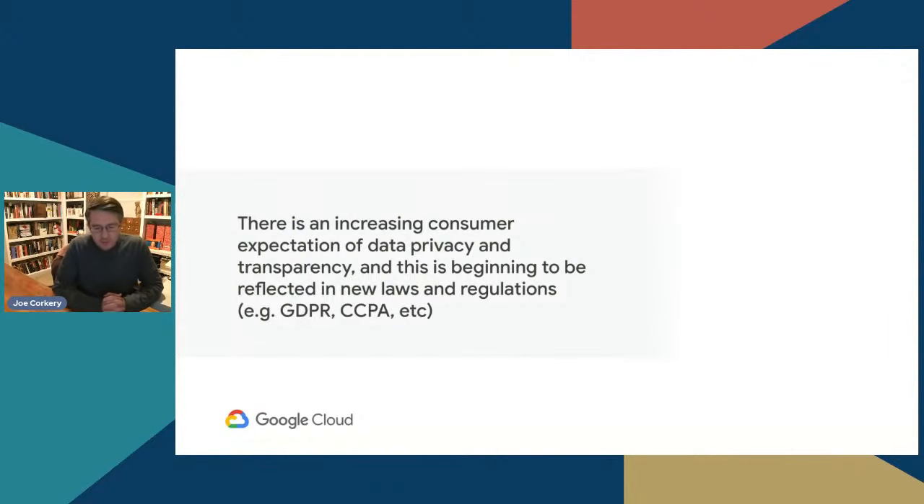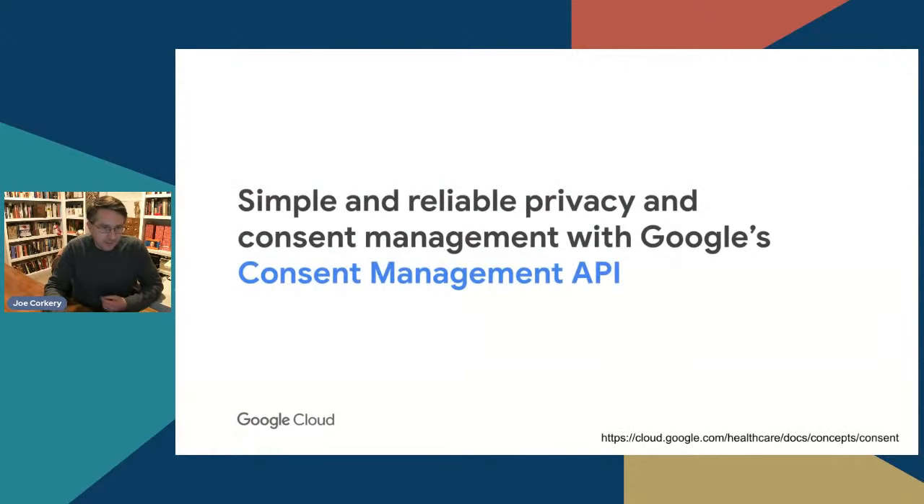So I want to change gears to talk a little bit more about expectations and compliance frameworks, because as part of this increased expectation around privacy and transparency, you're seeing this being incorporated and reflected in new laws and regulations like GDPR, CCPA, many others. And complying with these can be really challenging as you're getting started. So you really need to be thinking about how you're handling user data, again, from the beginning.